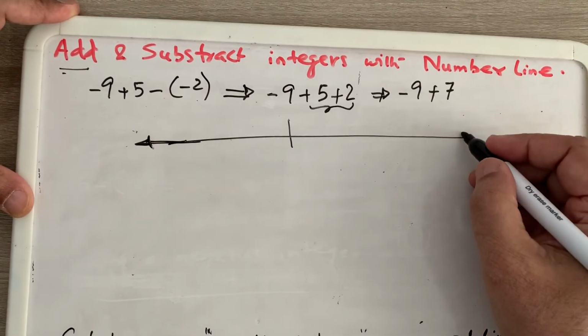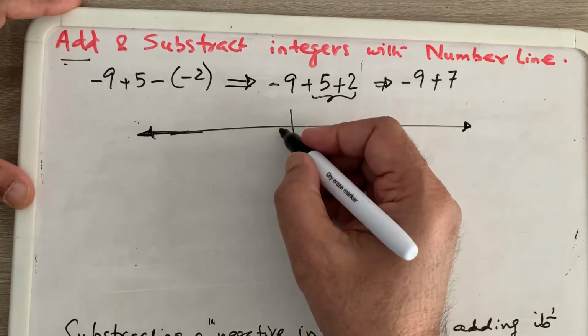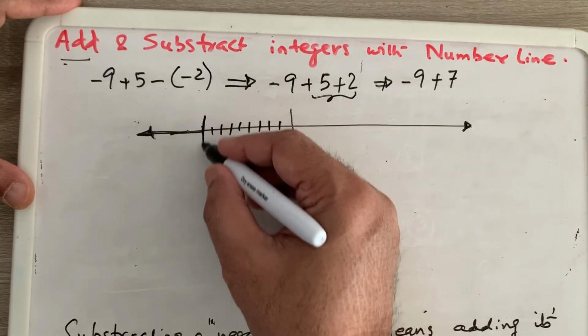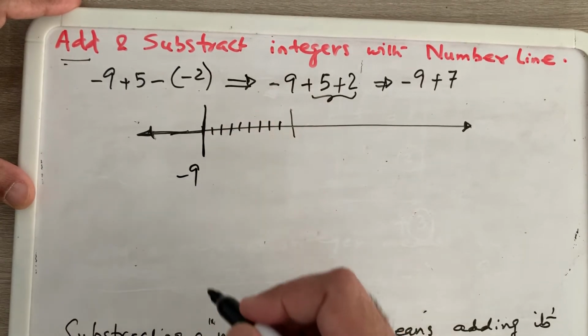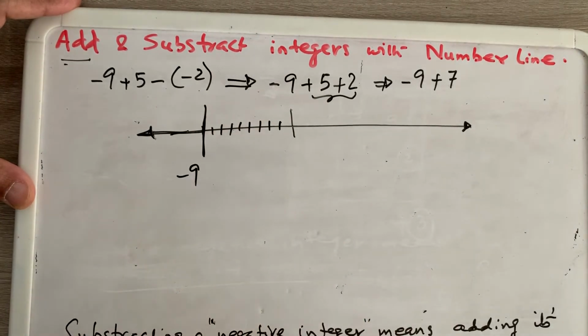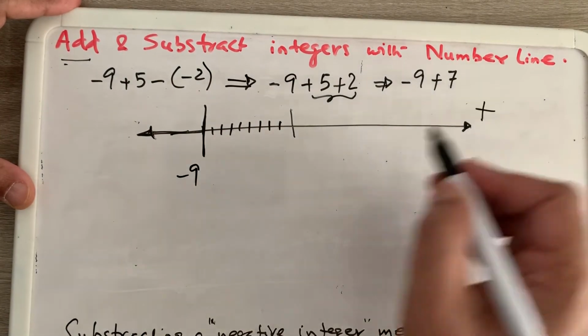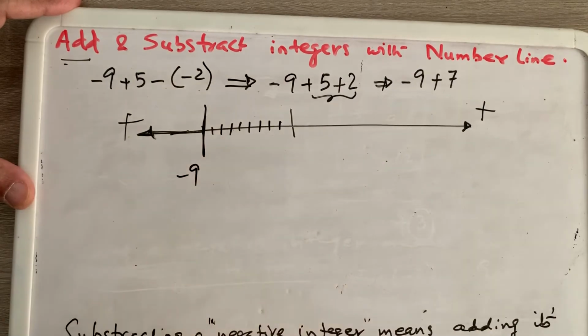I have to move left minus 9. 1, 2, 3, 4, 5, 6, 7, 8, 9. So I am somewhere here, which is my minus 9. Now I have to move plus 7. Okay. So I have to go to the positive side, right? How many digits? How many turns?